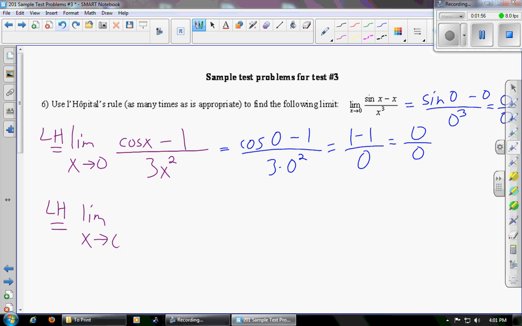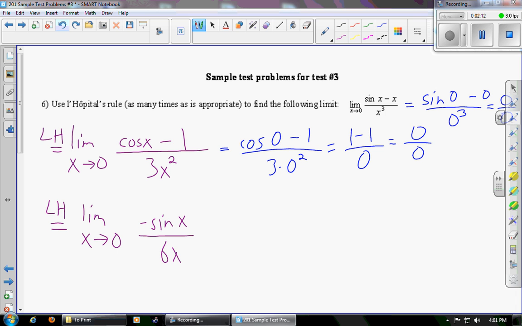So again, going back to the purple thing right above, take a derivative of top and bottom. Derivative of cosine x is negative sine x. Derivative of that subtract 1 is nothing. Divided by derivative of 3x squared is 6x. It is not the quotient rule.